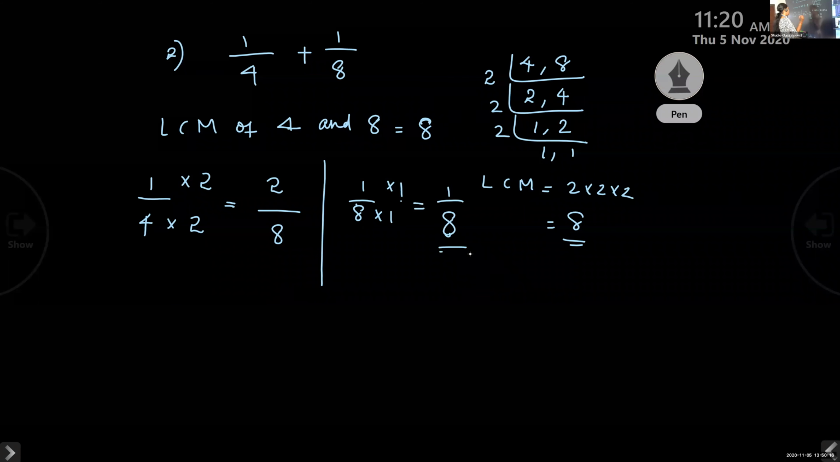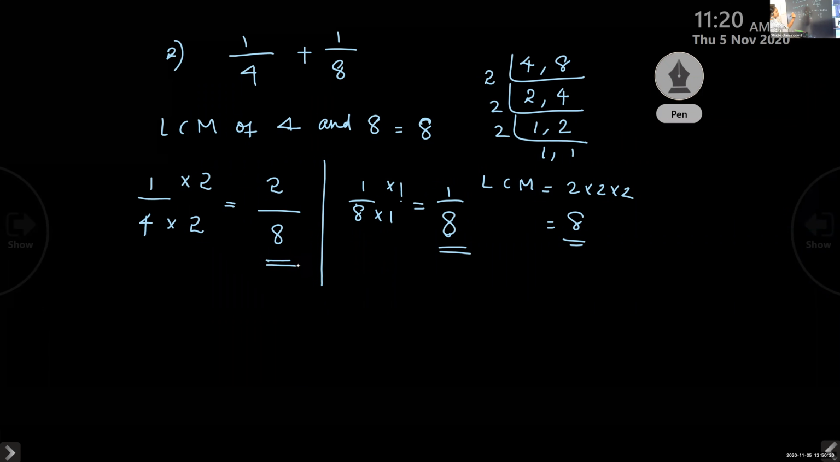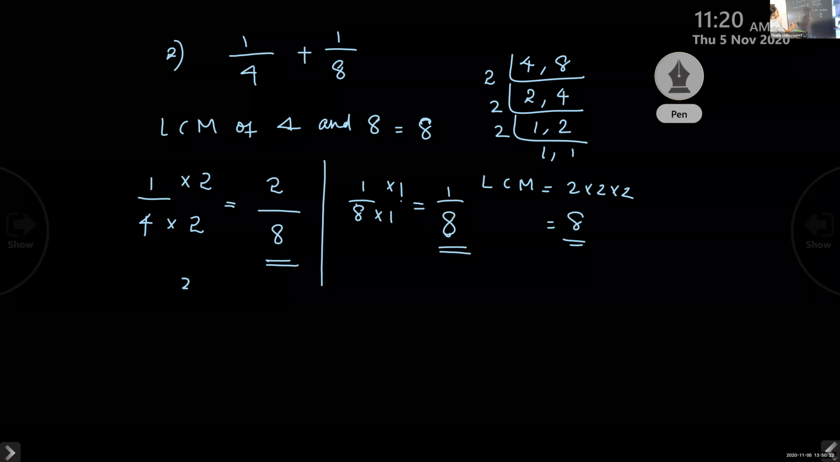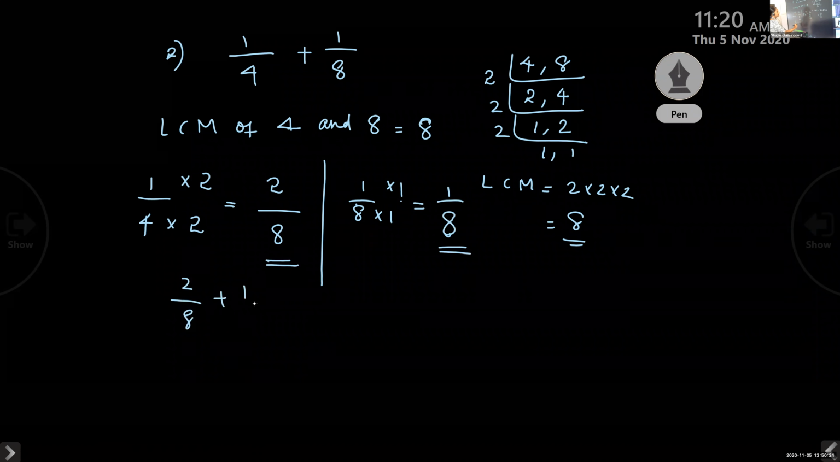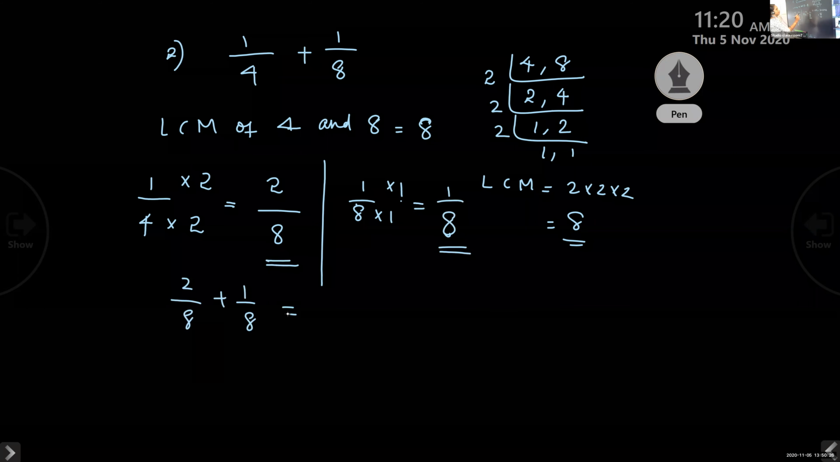Again, instead of these fractions, you have to substitute this: 2 by 8 plus 1 by 8. What is our answer? 3 by 8. Did you understand this now? Yes, ma'am. Okay.